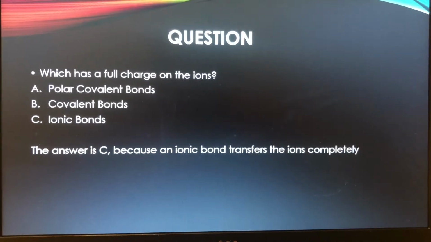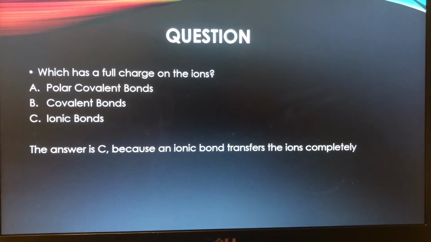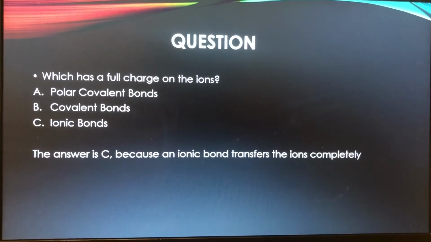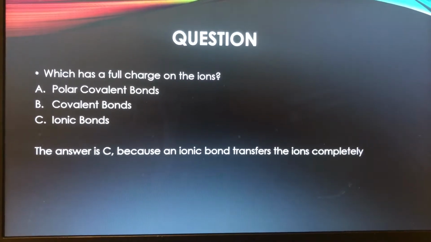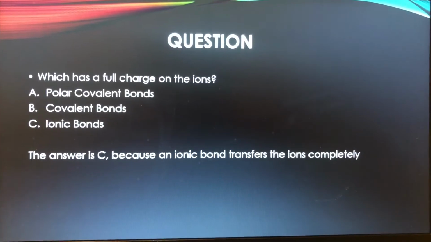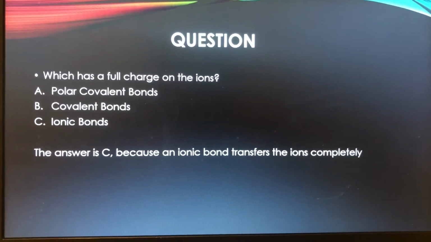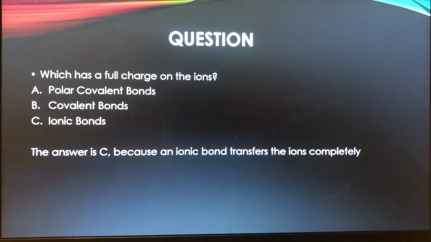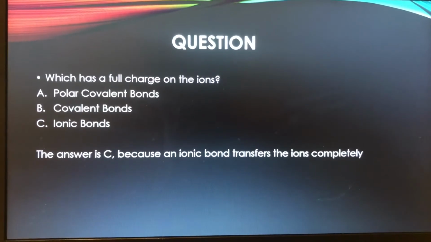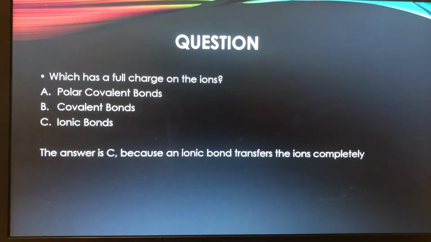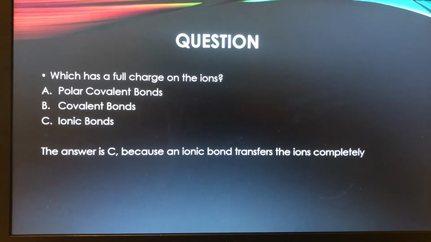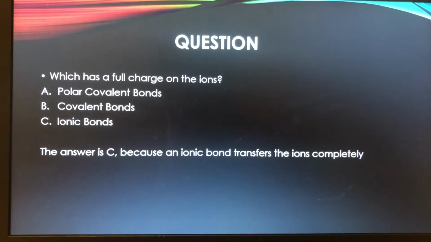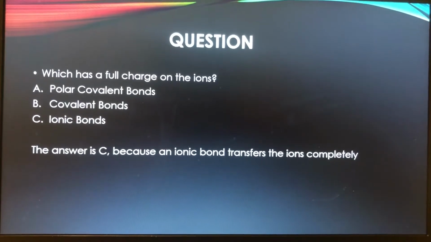Now that we have gone over the different types of bonds, we have a question to review. Which has a full charge on the ions? A, polar covalent bonds, B, covalent bonds, or C, ionic bonds? The answer in this case would be C, because we know that in an ionic bond, the ions are transferred completely. We know that in a covalent bond, they are shared, and in a polar covalent bond, they are shared, but not evenly.